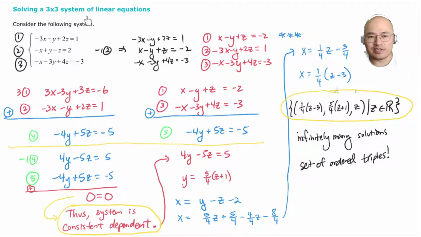Solving a 3 by 3 system of linear equations. We're going to extend the idea of solving systems of equations to 3 dimensions. You may have done this in the past with 2 equations and 2 unknowns. Well, now we have 3 equations and 3 unknowns. And so you might be wondering, geometrically, what do these look like?